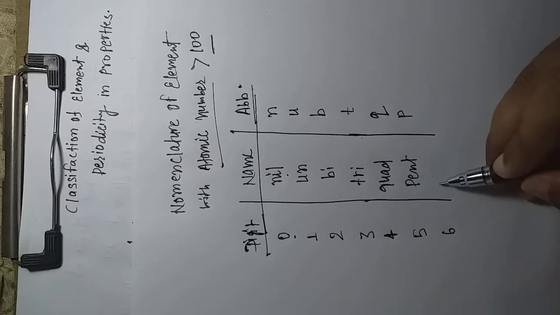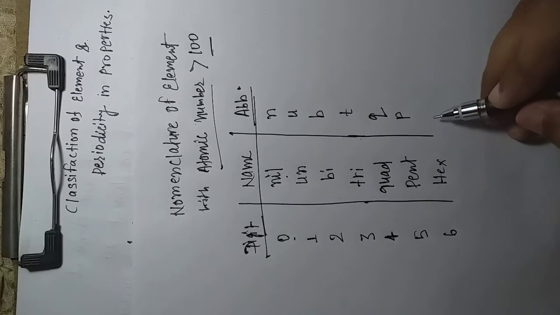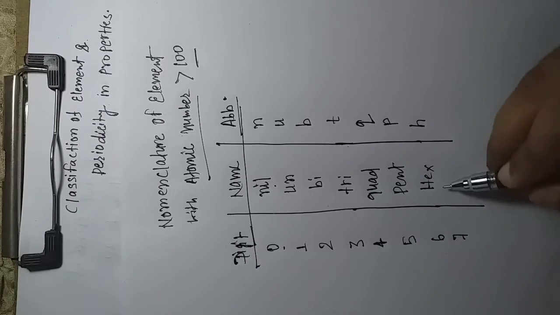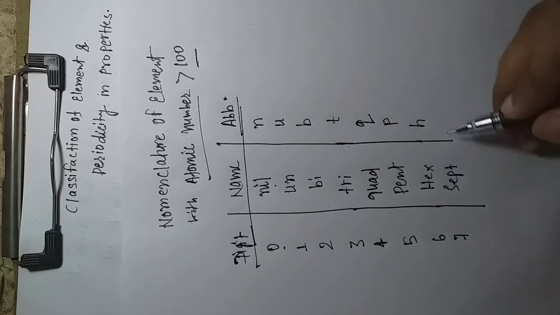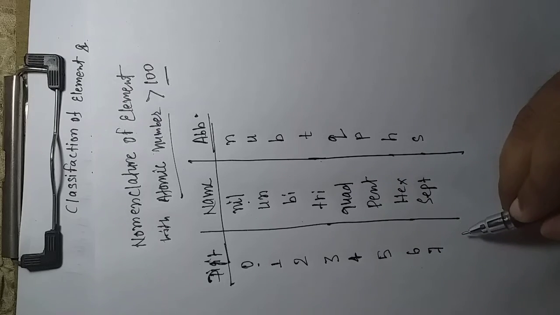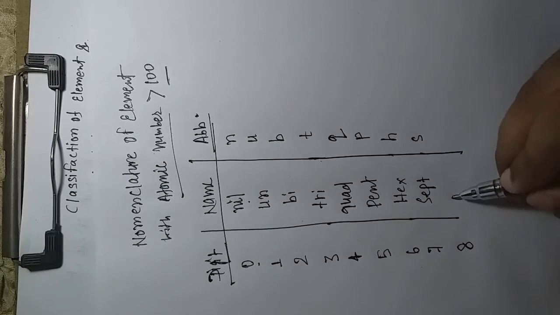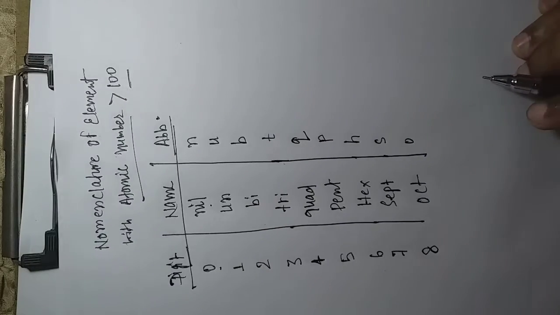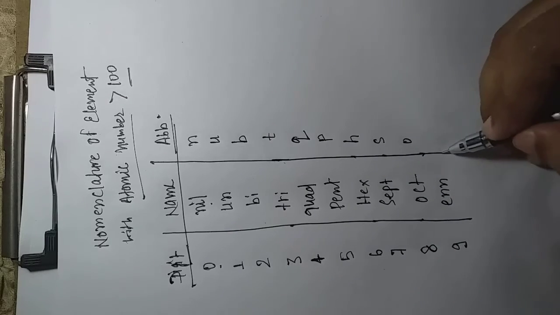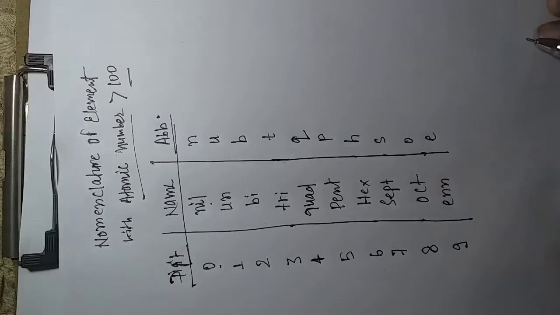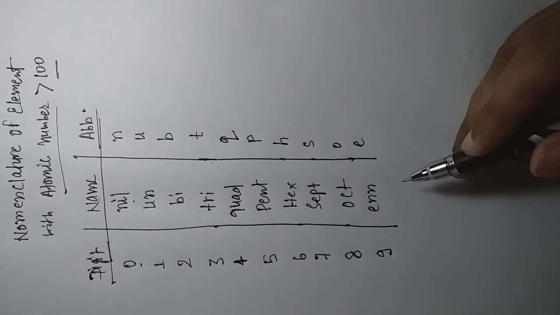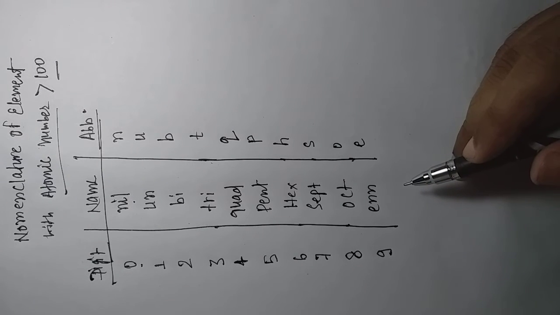If it is 6, you write hex, and the symbol is lower case h. Next is 7, we write sept. It's again a little odd, so be careful when writing the name. 8 is oct, with symbol o, and 9 is enn, with symbol e. This is also a little irregular. So you have to memorize the table we have given you, and then it's quite easy to write the names of these elements.